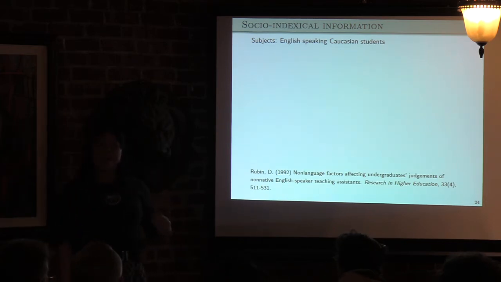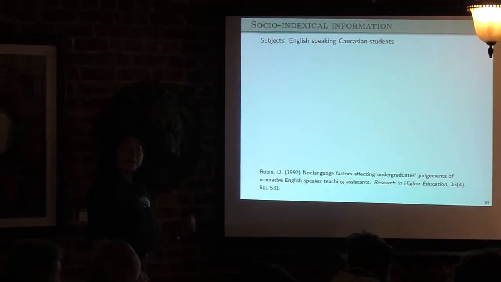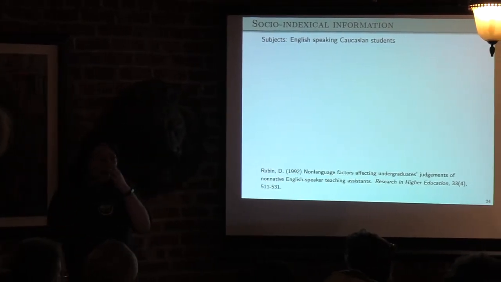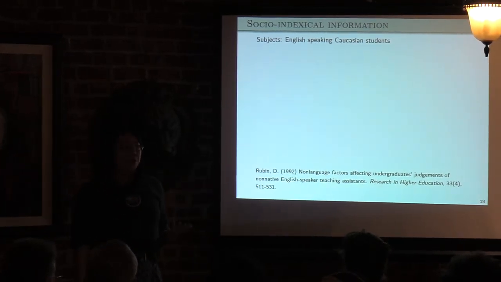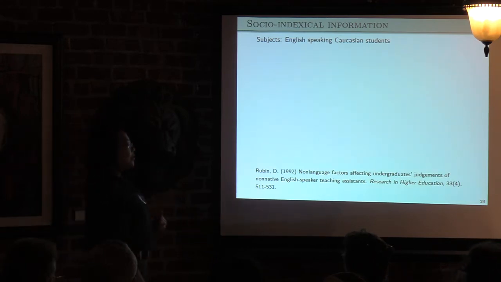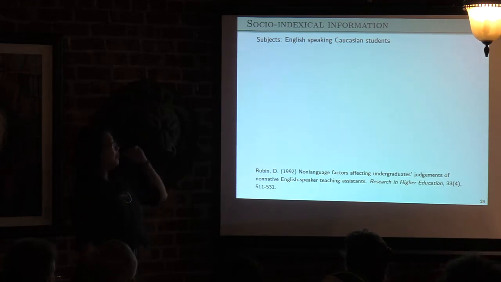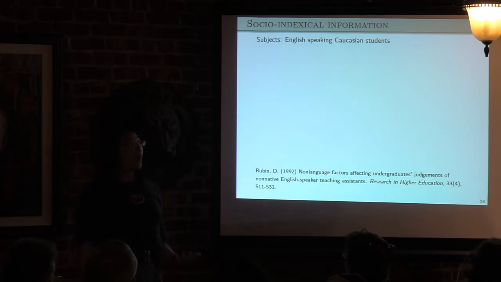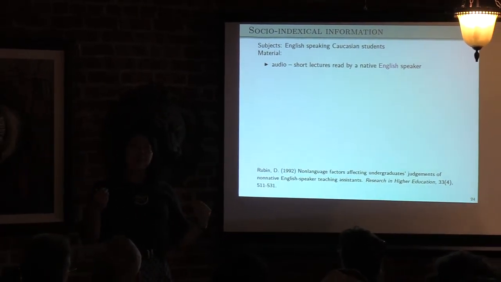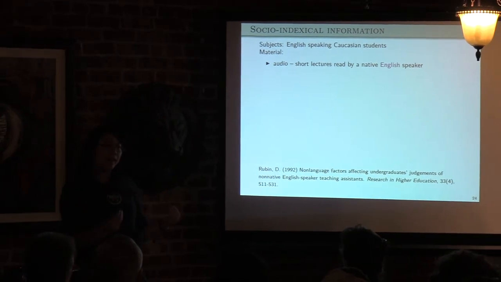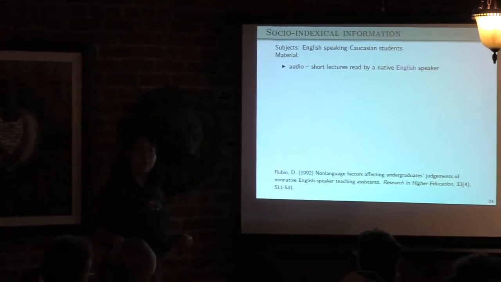So let me tell you about a study right now that isn't actually a linguistic study. It's a higher education study. Back in the early 90s, Donald Rubin was really concerned about why the students in the university, this was the University of Michigan, I think it was MSU and not, University of Michigan, go blue, were having a really hard time learning from their TAs. So he conducted a little study. He recorded a bunch of short lectures, like 10, 15 minute lectures, and these lectures were all read by a native speaker of English.